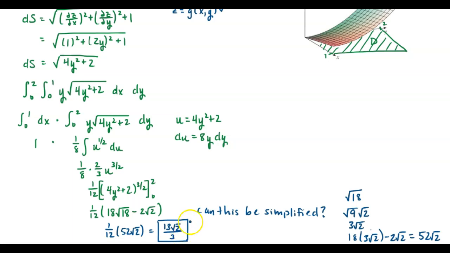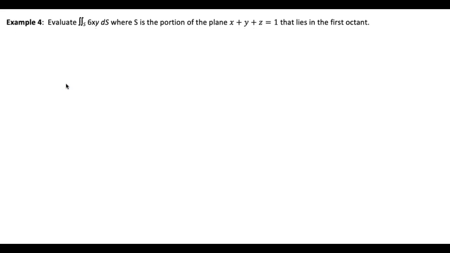And while we talked about the idea that if we have insanely large square roots, there's no need to simplify, if we can simplify fairly easily, it's always a good thing to do just because this answer looks a lot cleaner. And let's do one more example of this. Example 4, evaluate the double integral over that surface of 6xy, where S is the portion of the plane x plus y plus z equals 1 that lies in the first octant.